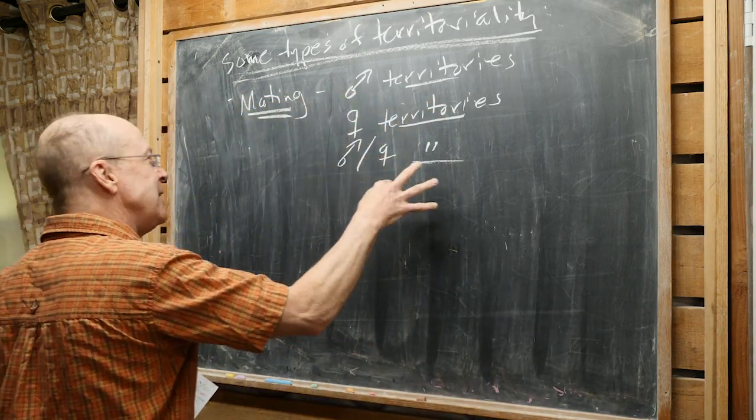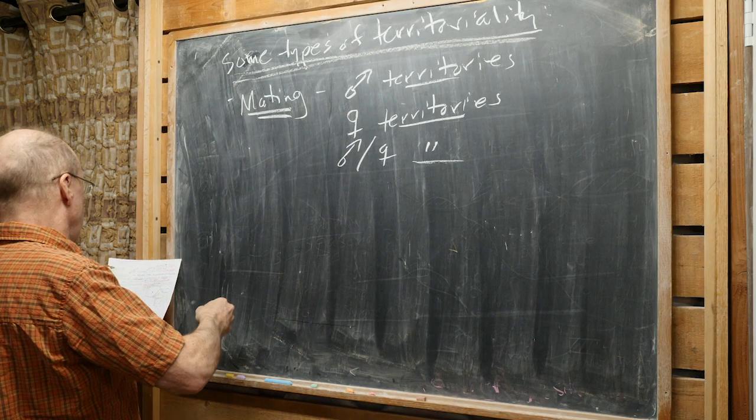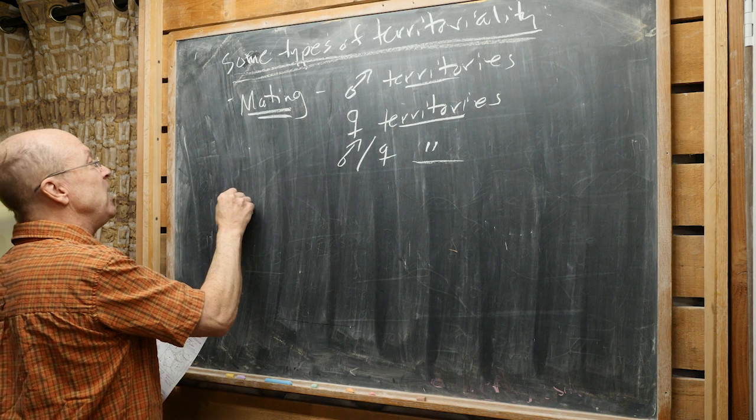Okay, so there's mating territories, but then what we want to do is identify maybe non-mating territories. So for instance, a feeding territory.